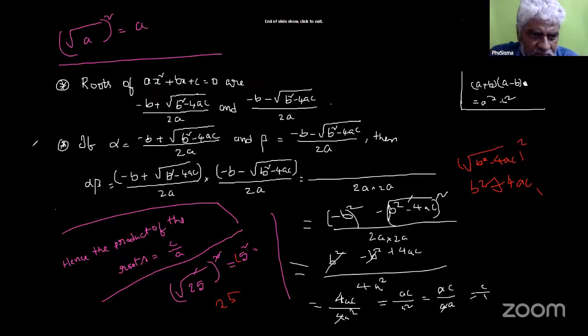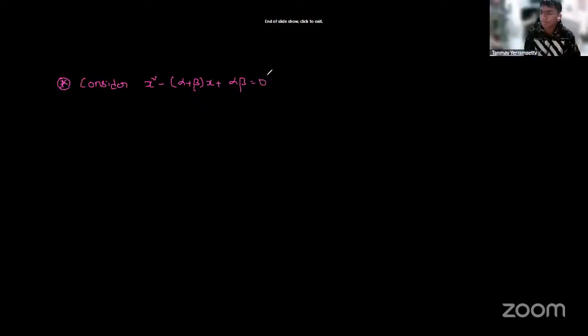Now let us do this calculation. Consider x square minus alpha plus beta times x plus alpha beta is equal to 0, right? Let us see what happens when we perform this calculation.